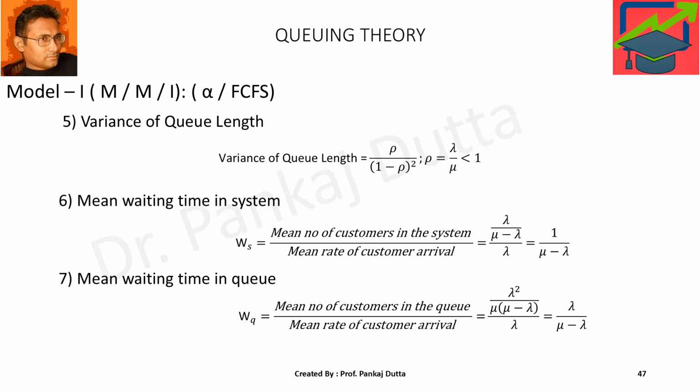This slide gives the expression for three things related to the model: the variance of the number of customers in the queue, the average time the customer needs to spend in the system to get the service, and the average time the customer needs to spend in the queue before getting the service.